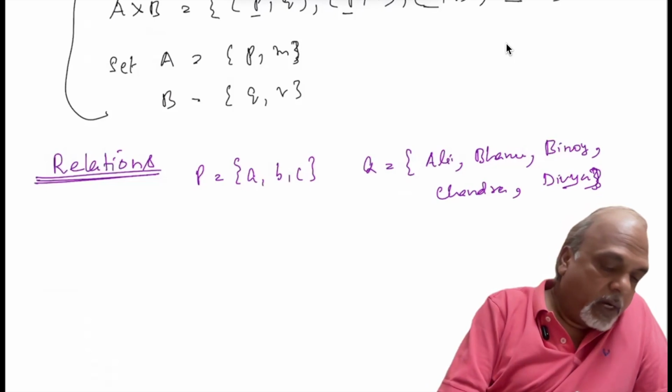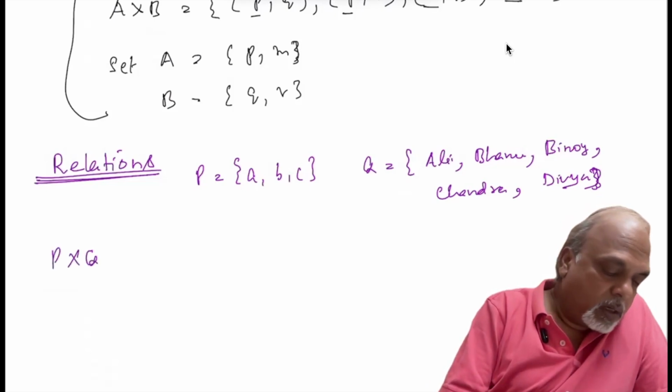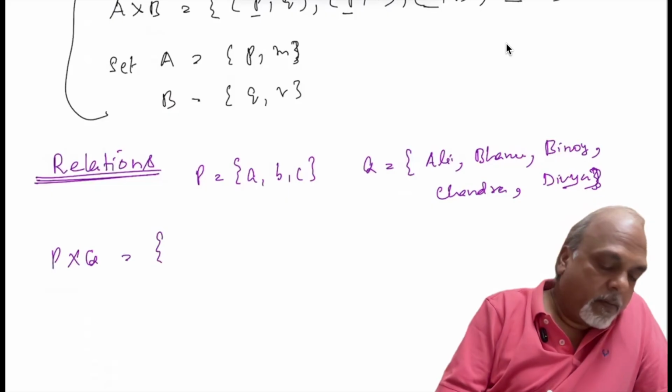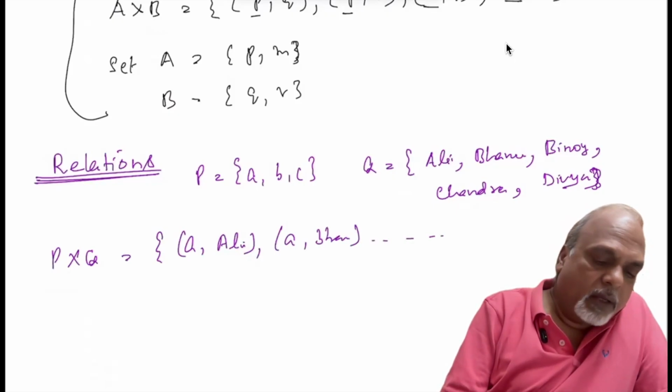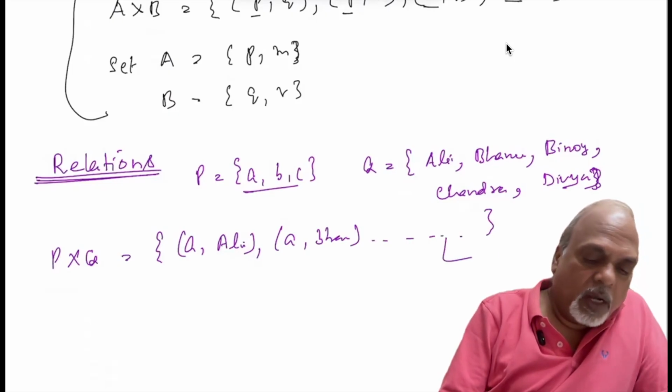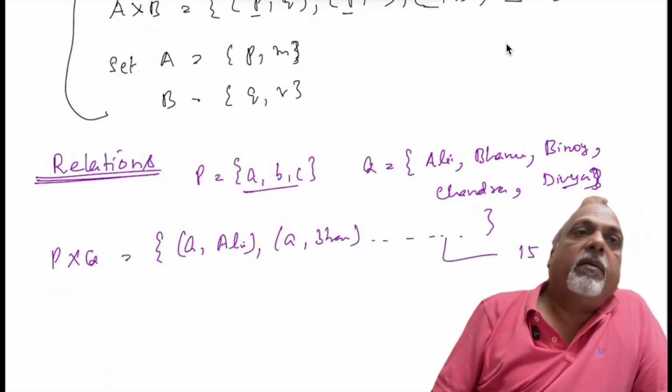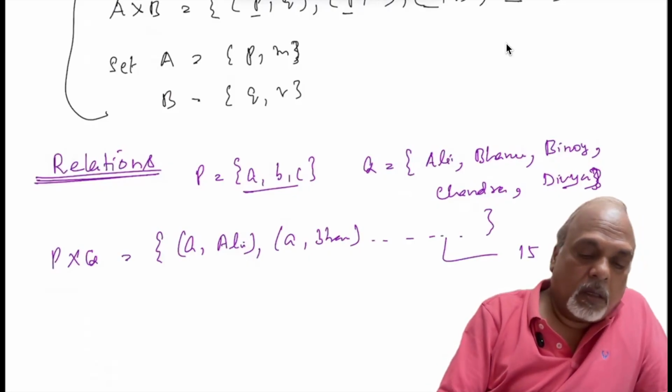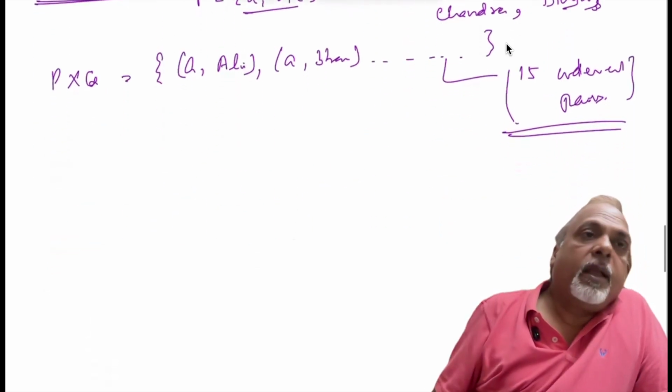Naturally, if we write the Cartesian product, this will be A Ali, then A Bhanu, and like that. There will be how many elements? Three are there here, and here basically five are there. It means here you have 15 ordered pairs. Correct.